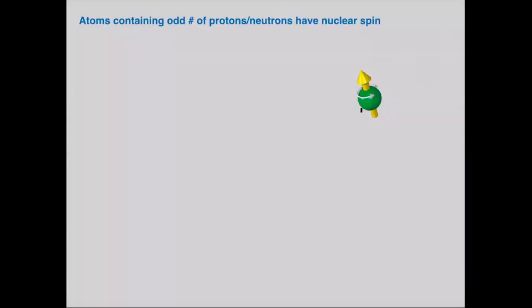So first of all, the signal that we collect in MR comes from nuclei of atoms that contain either an odd number of protons or neutrons. Those types of nuclei have what's called nuclear spin and a magnetic moment, which inherently creates this phenomenon called NMR. So a proton, which is a hydrogen nucleus, would be an appropriate one.